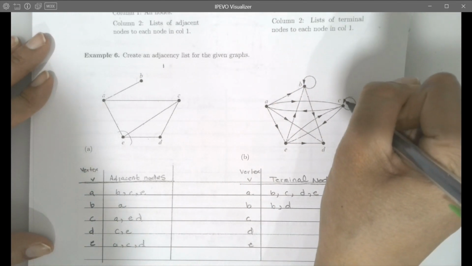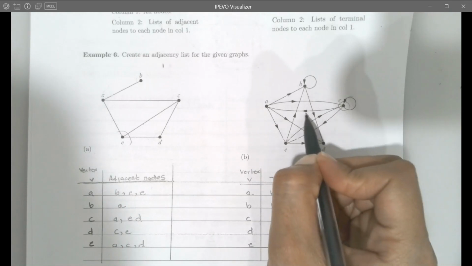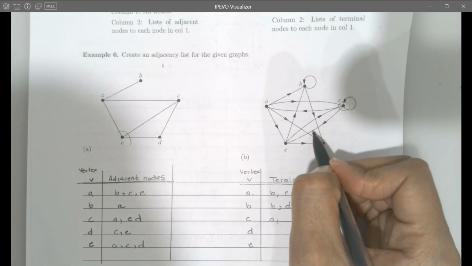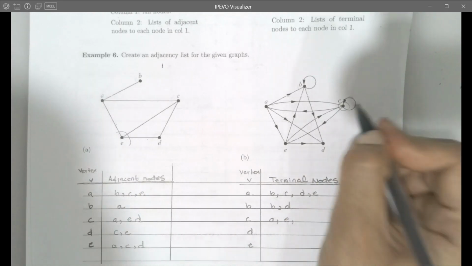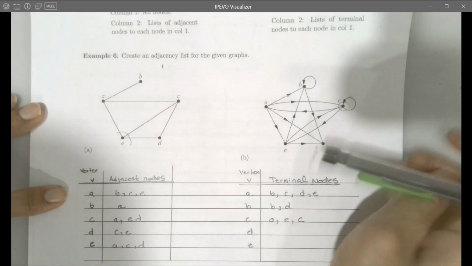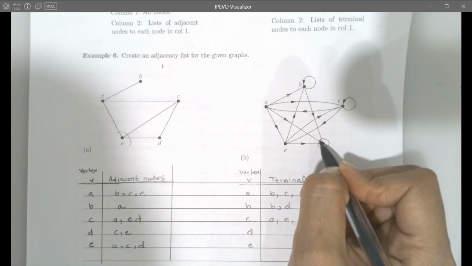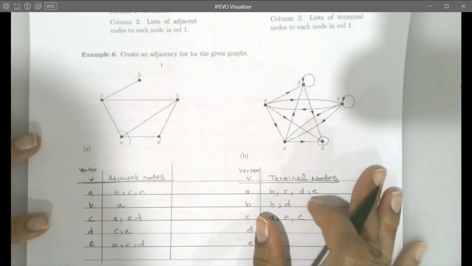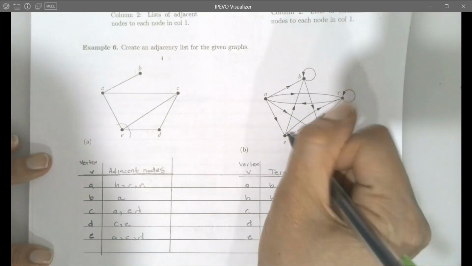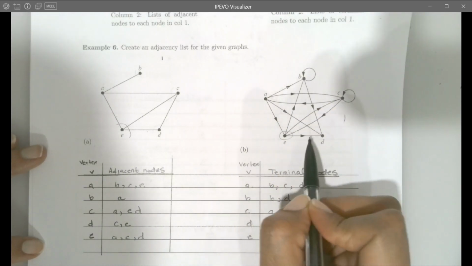If we take a look at C, C has an outbound going to A, an outbound going to E, and an outbound going to itself. Next we look at D. D has no outbounds, so none. And then if we take a look at E, E has an outbound going to B, going to C, and going to D.